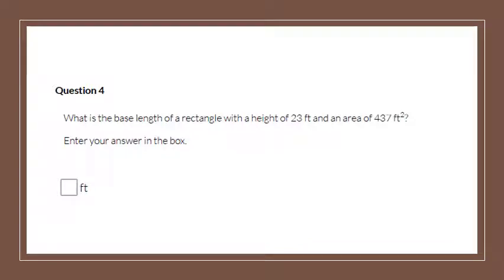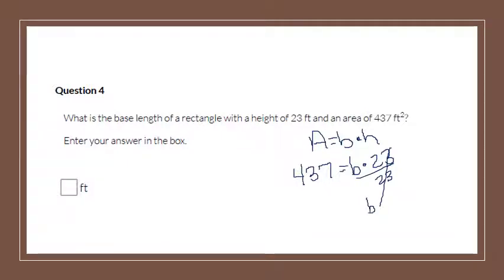Number 4, what is the base length of a rectangle with the height of 23 and the area of 437? So I'm going to use my handy dandy calculator to divide both sides by 23. On the right, it's just 1. And on the left, 437 divided by 23 does give me a base length of 19 feet.